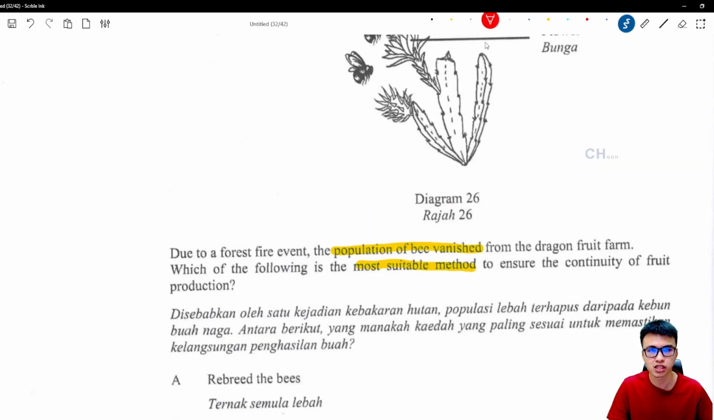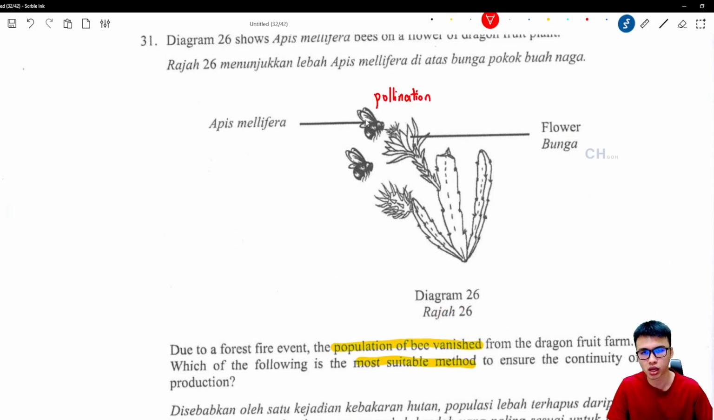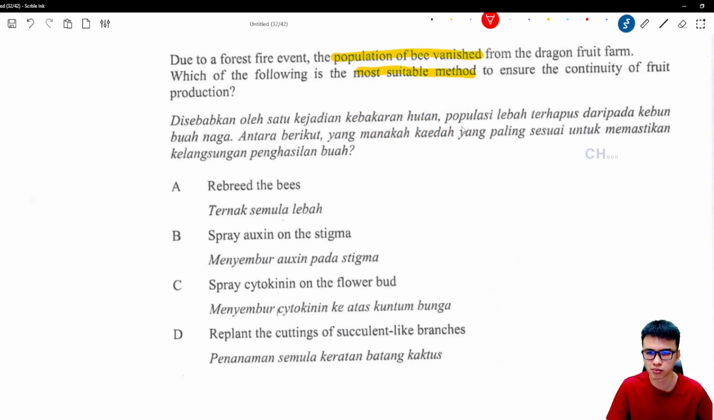Now, the answer here is very easy, because when there is no bee to help you pollinate, you are going to do it on your own, artificially. So you can use some hormone here, you can spray auxin, the phytohormone, on the stigma to produce the fruit without fertilization. This is something very important that you guys must know, the functions of the auxin.